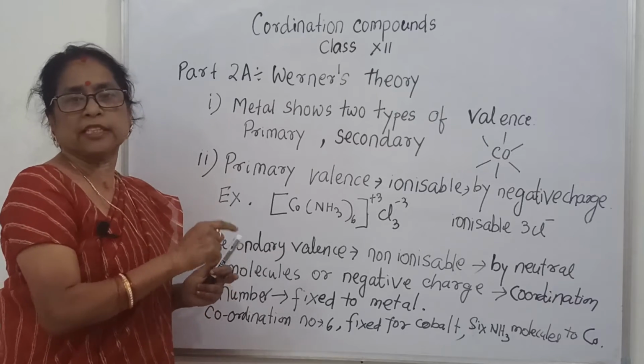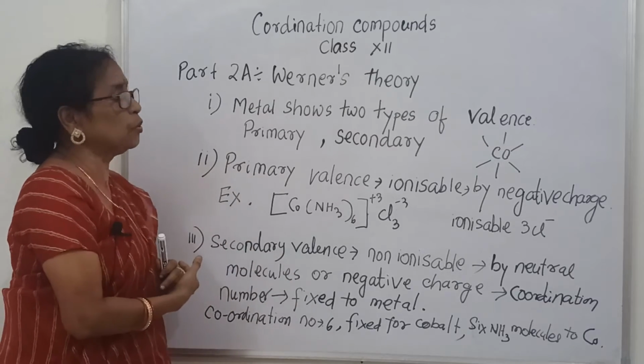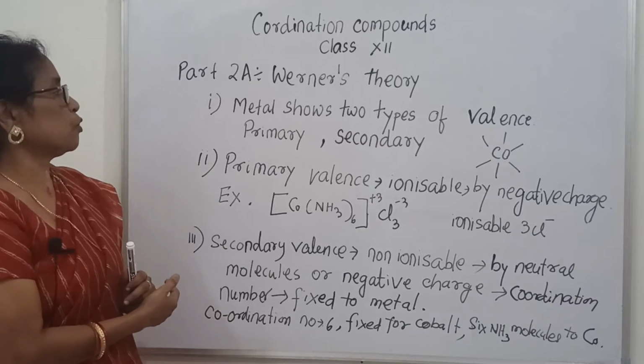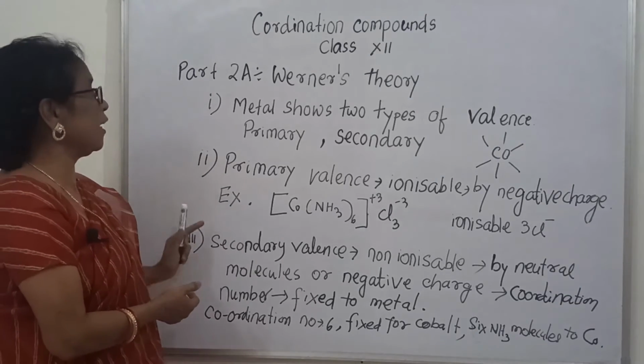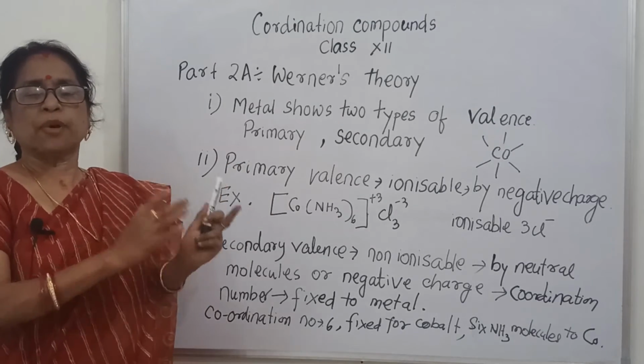For cobalt it is 6. In a further example I will show you how it is fixed for a metal. So I hope the 3 theories, 1, 2, 3, are clear. Metal shows 2 types of valency, primary and secondary.